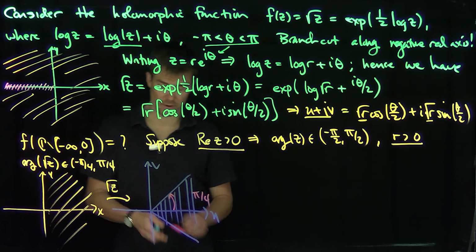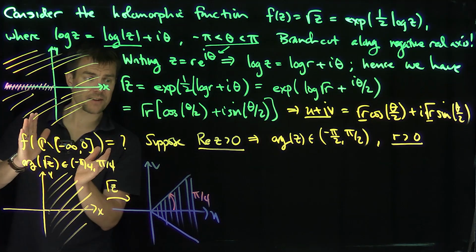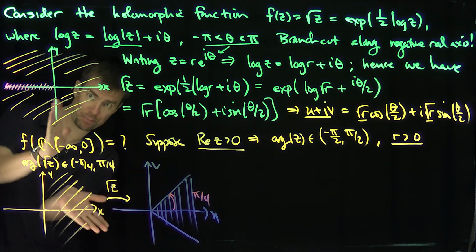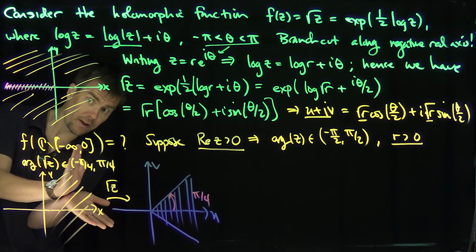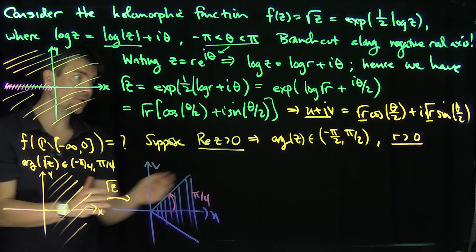So what is the square root doing? The square root is taking the right half plane. Now, we haven't answered the full question yet. It's taking the right half plane. All the r values can go as large as they want because the square root is a monotone function.